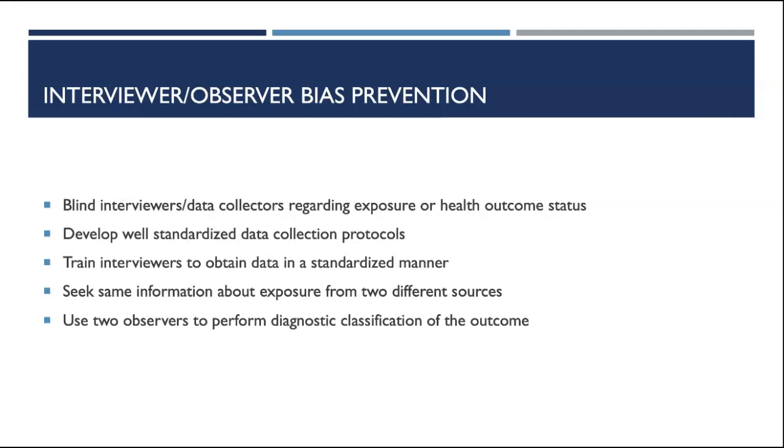You should also seek the same information about an exposure from two different sources. So maybe you're asking that person to report something, but then you're going back to medical records and you're confirming. You can also use two observers to perform diagnostic classification of the outcome. Having more than one person observe that classification of the outcome can help reduce the chance that you're getting this observer bias in your study.